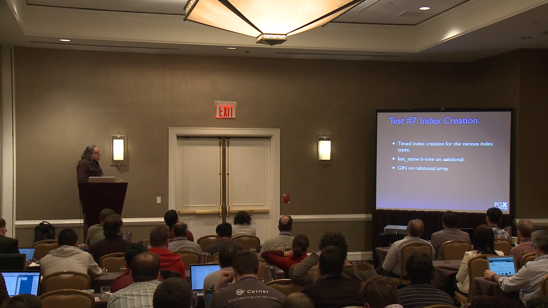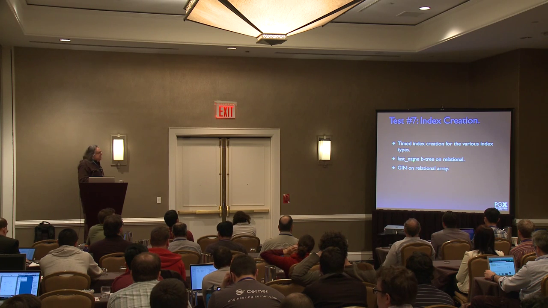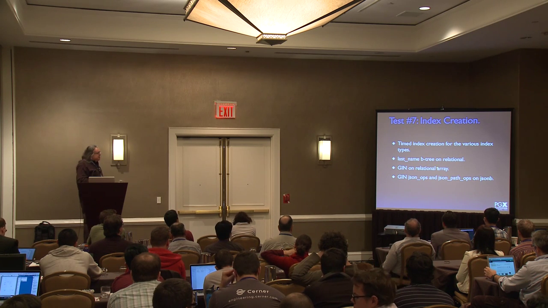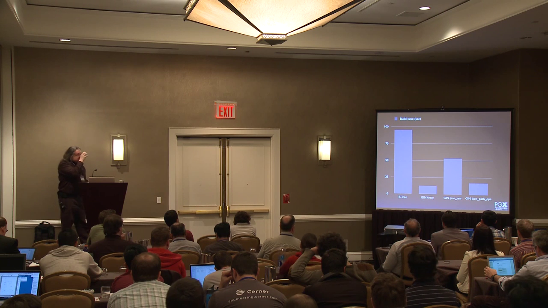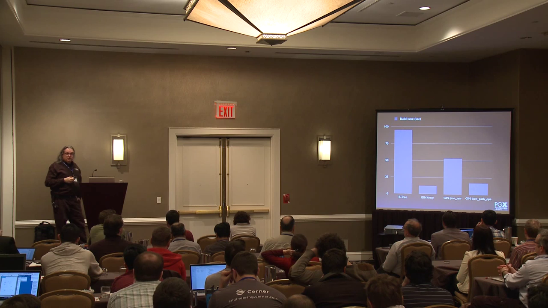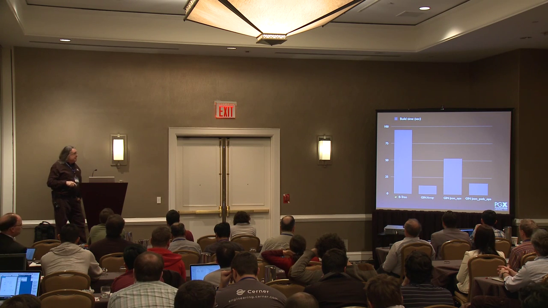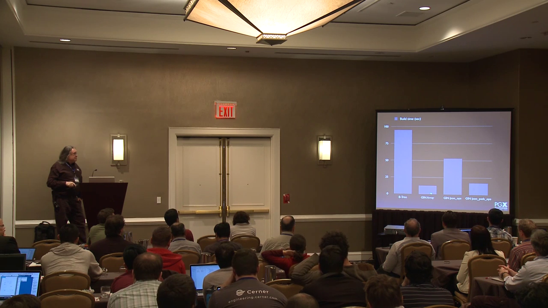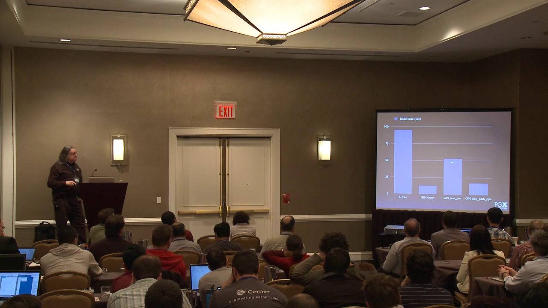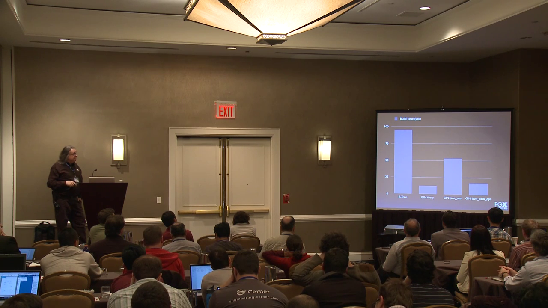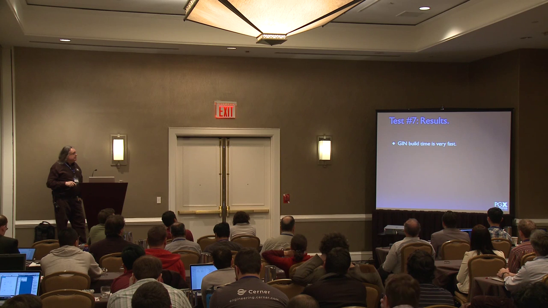So how long did creating the B-tree index on the last name, the GIN index on the relational array, and the GIN ops and path ops on JSONB take? Interestingly enough, and this is very surprising, especially for people who've been using GIN indexes for other things in Postgres, the B-tree took the longest to build. The GIN array index was very fast. The path ops one was very fast. And this one was slower, but still quite a bit faster than the B-tree.